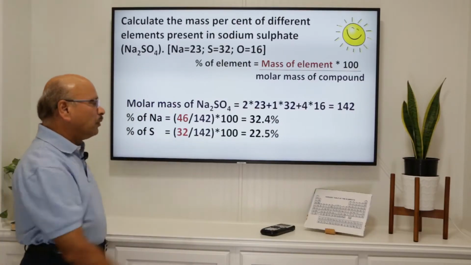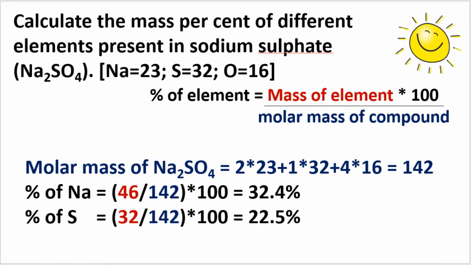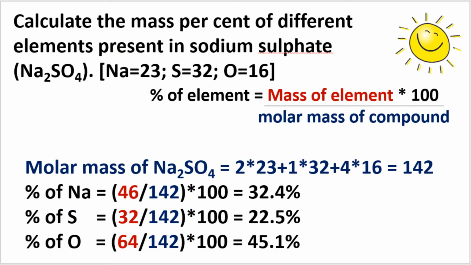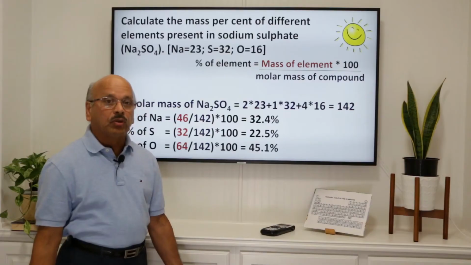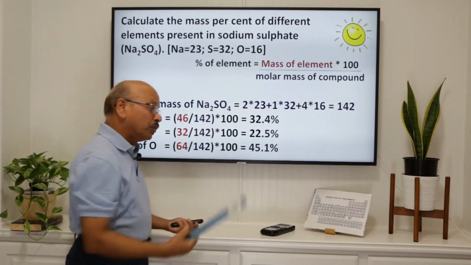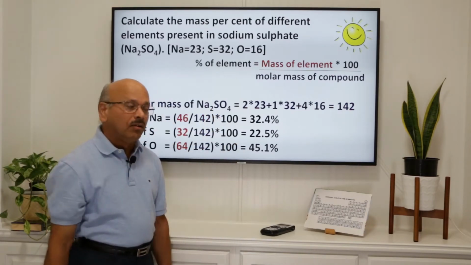Sulfur will be what? 32 divided by 142 times 100, which is 22.5%. And finally, your oxygen is going to be 64 over 142 times 100, which gives you 45.1%. How will you check you have done it correctly? Add them together. When you add them together, what should you get? You should get 100. Okay, there you go.